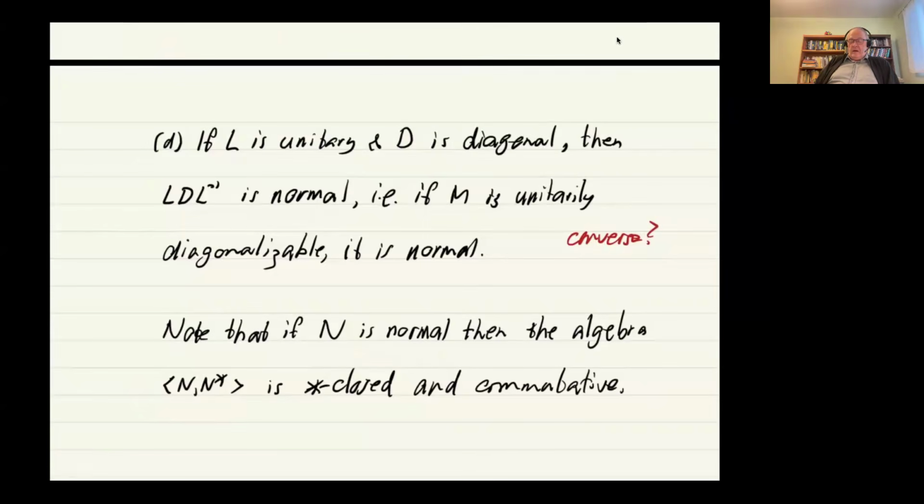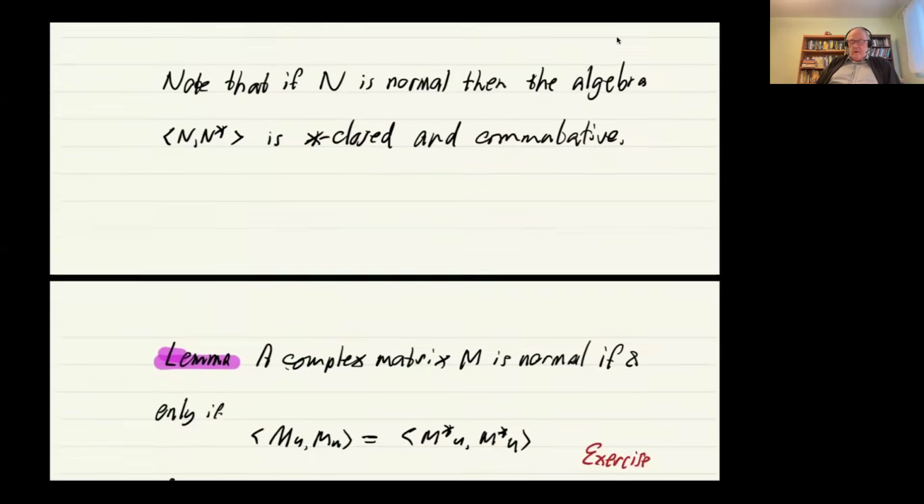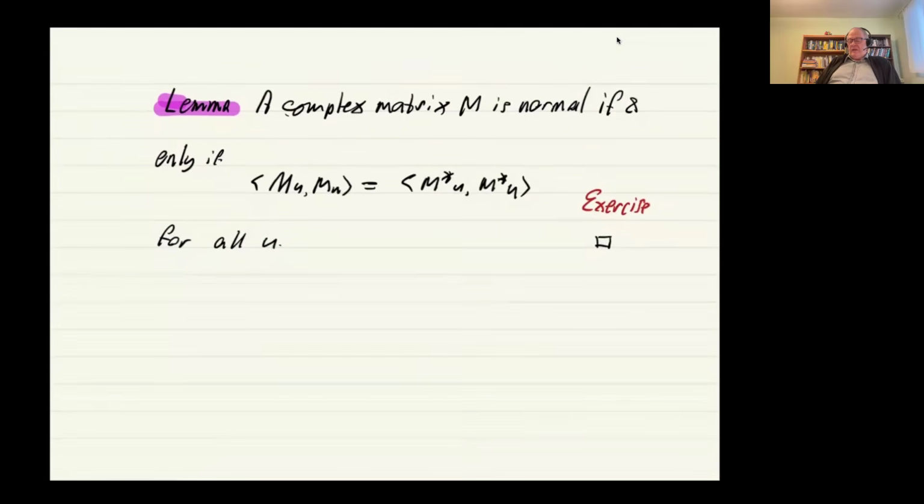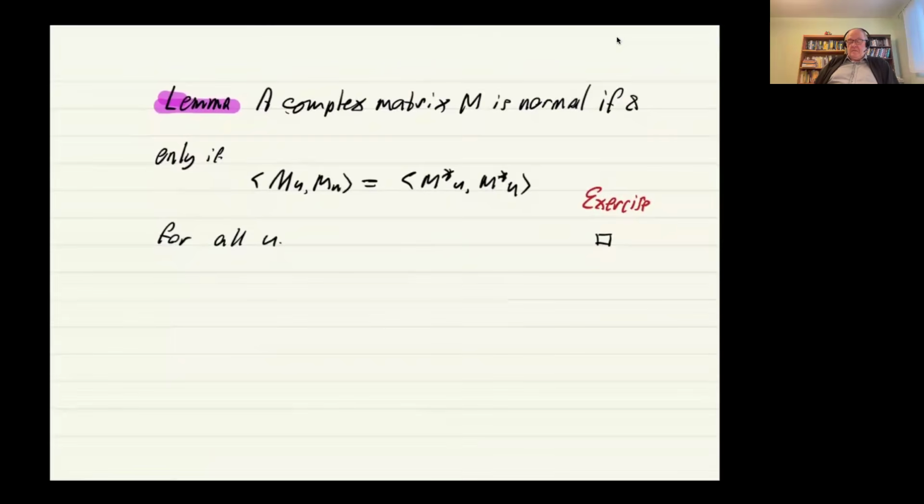And I remind you again, most of this linear algebra I'm talking about is covered in the notes I have linked to on my webpage. There's another definition which I've set up as an exercise. Simply, a complex matrix M is normal if and only if for all vectors u, the inner product of Mu with itself is equal to the inner product of M star u with itself. Now, I'm not quite sure what you do with this, but this is a characterization and it's a nice exercise, and it's on the list.